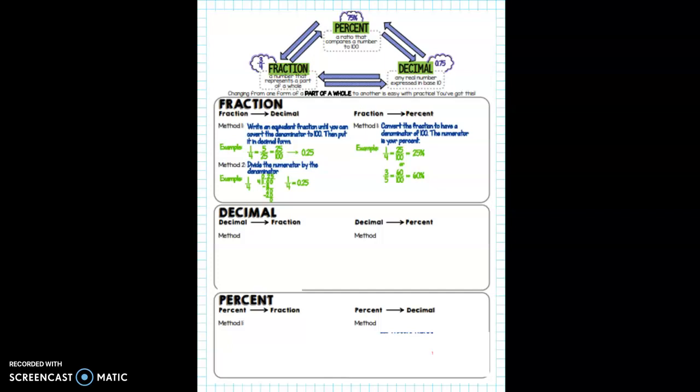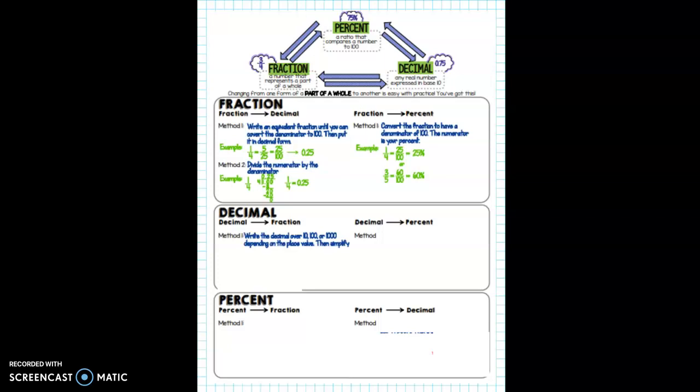3/5, I can take both numbers times 20. That would give me 60/100, 60%. As long as your fraction is out of 100, the numerator is your percent.